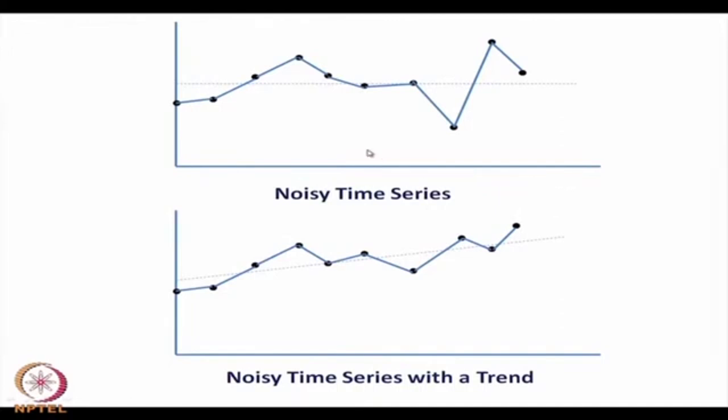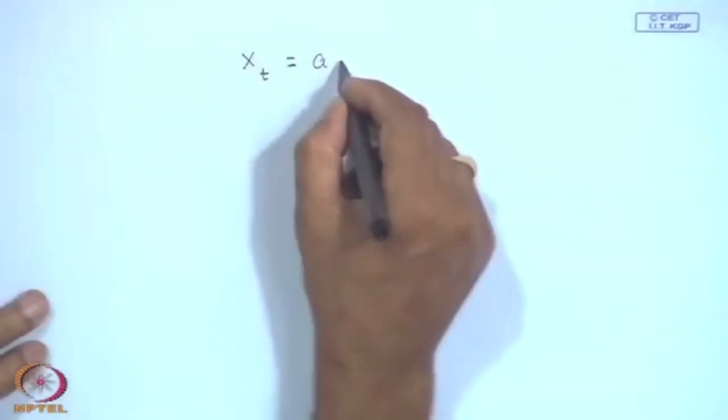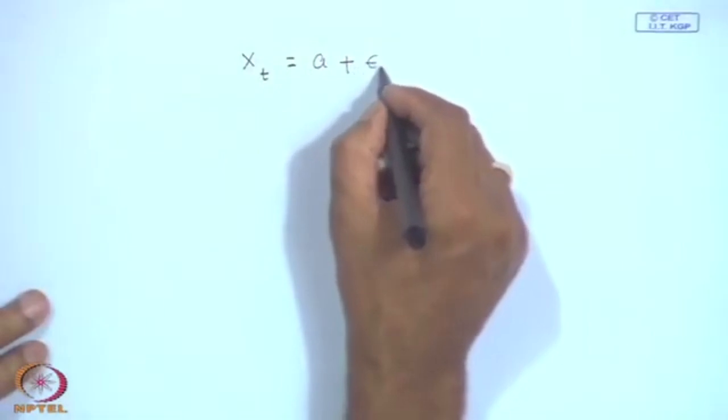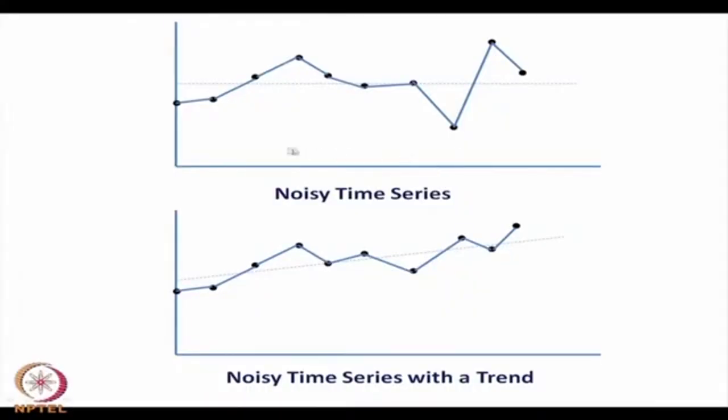And I had told you that suppose a time series does not contain a trend or a seasonality, but contains only an average and certain fluctuations around the average, then this is equivalent to saying that x t, the time series, is equal to a constant A plus a noise term epsilon t. That is the first diagram, the noisy time series. The second diagram is noisy time series with a trend.